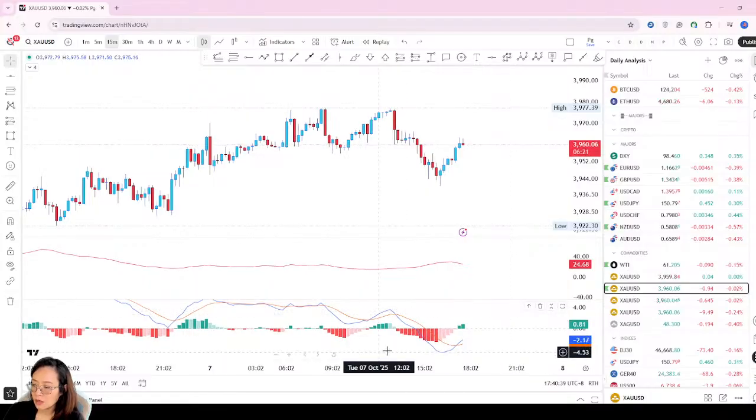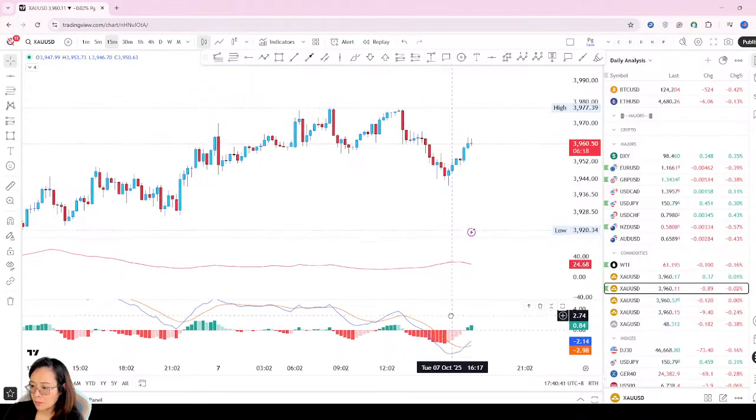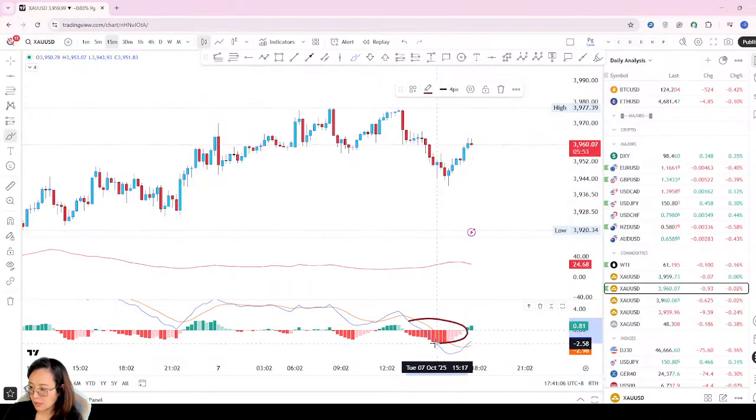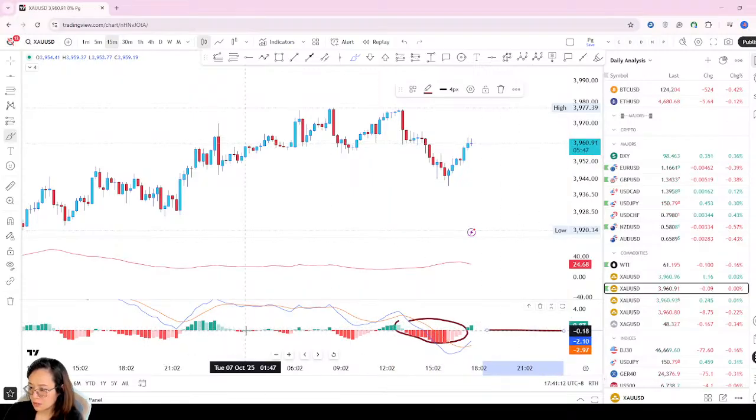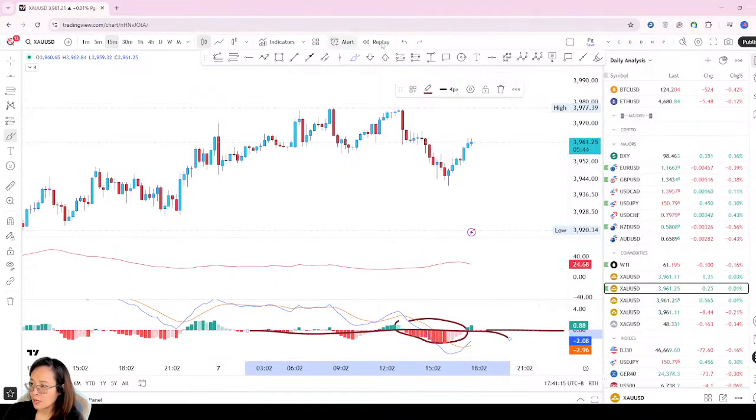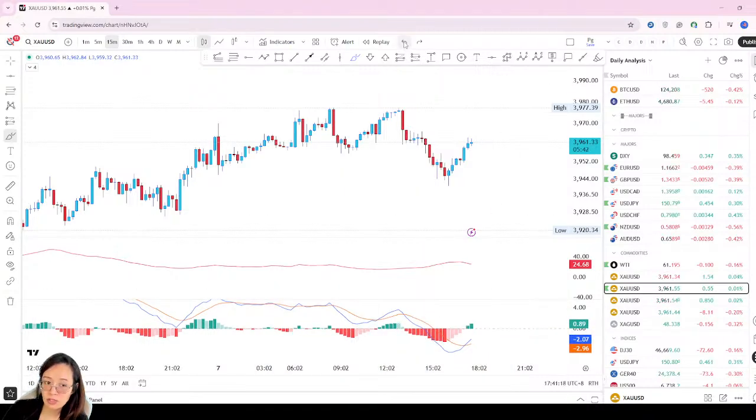Whenever you want to look for a trending indicator, MACD is quite popular. This is the histogram, this is the MACD, and the orange one is the signal line. Whenever the MACD line crosses below the orange signal line, it indicates bearish momentum. Also, the histogram goes below the zero line. This is the zero line here, right? That's why you sell.